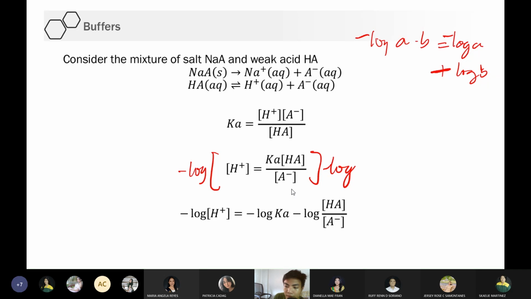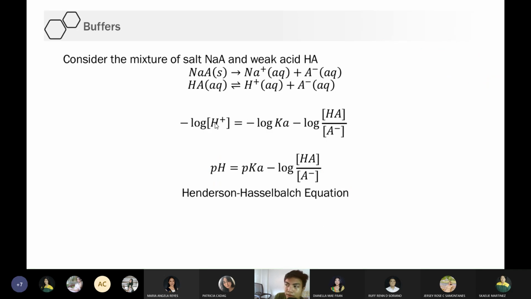So ano yung purpose na ito? Ganito. What is negative log H+? That's the pH. The negative log Ka is the pKa. No? Basta negative log, may letter p sa harap. Kaya pH, pOH. Then ito, pKa. No? And for this one, we retain the negative log na lang. No? This equation is called the Henderson-Hasselbalch Equation.